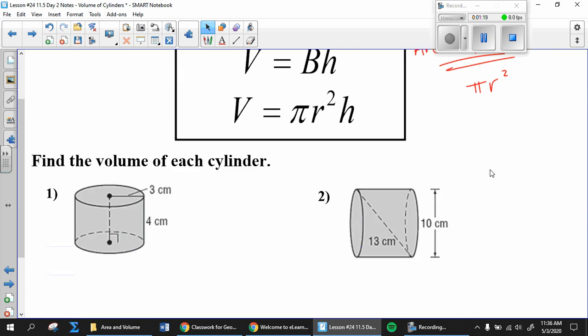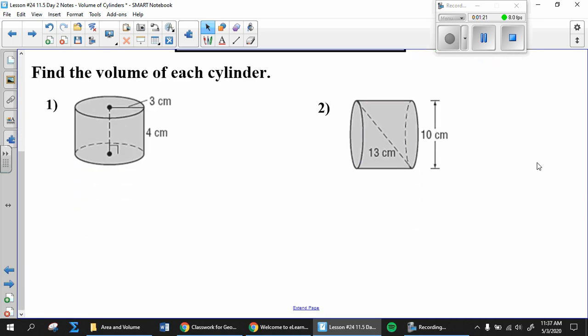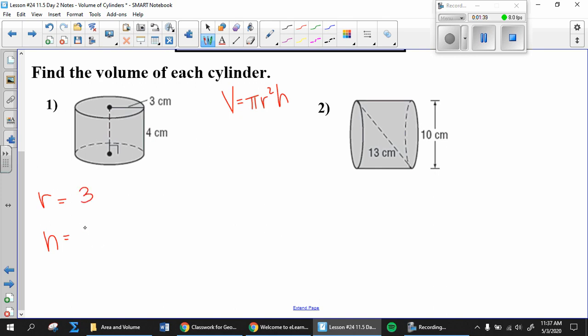Let's look at these two examples. These are both cylinders. All we're doing here is volume equals pi r squared times height. So we just need two things: the radius of the circular base, and the height of our cylinder. Looking here, my radius is 3 and the height of my cylinder is 4. So volume equals pi times 3 squared times 4.